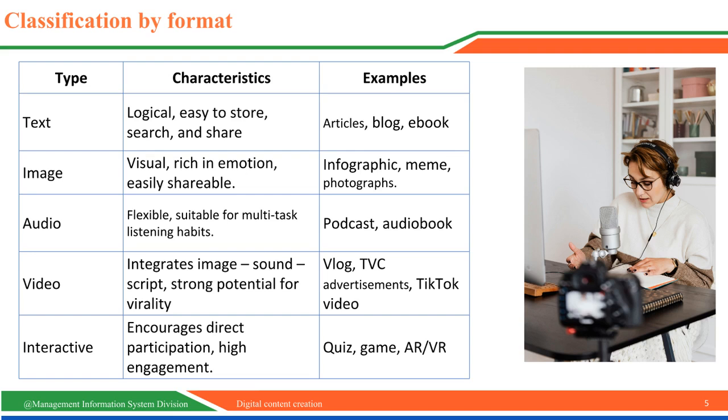2. Image. Images have the power to convey information faster than text and leave a strong impression. An advertising poster, a travel photo on Instagram, or an illustrative chart in a lecture, all are digital content in the form of an image. The strength of images is that they are visual, easy to remember, and simple to share across digital platforms.